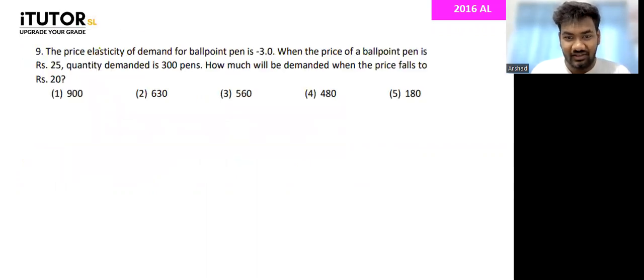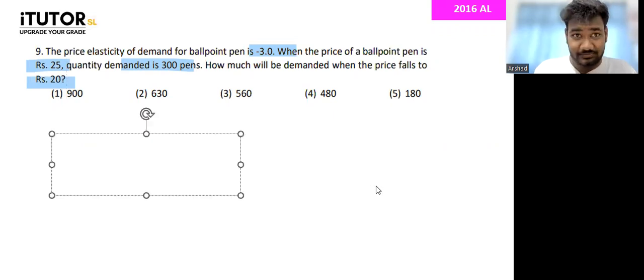Okay, this is an easy one, not that hard. Price of a ballpoint pen, a good question, though not very easy. Price elasticity is -3. Whereas -3 is what? Elastic, inelastic. -3 is elastic. Then there is the total revenue thing, you can't do much. When the price of a ballpoint pen is 25, quantity demanded is 300. How much is demanded when the price falls to 20? Now, this kind of a thing, we can use the PED equation. Okay.